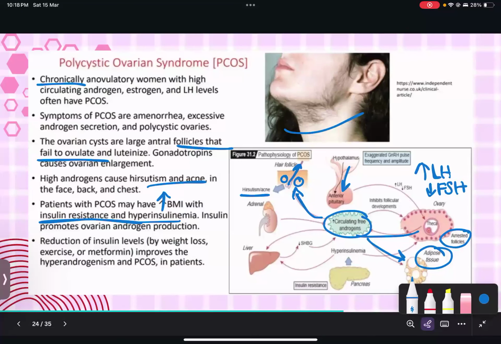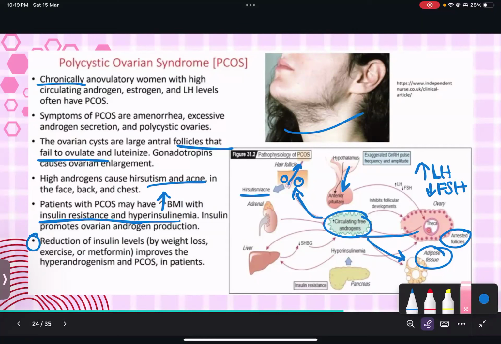Okay, yeah. This here is just a point made by doctors to patients with PCOS. They usually recommend weight loss therapies, exercise, metformin, and so on, in order to decrease or reduce the amounts of insulin, which might help improve PCOS. Okay.